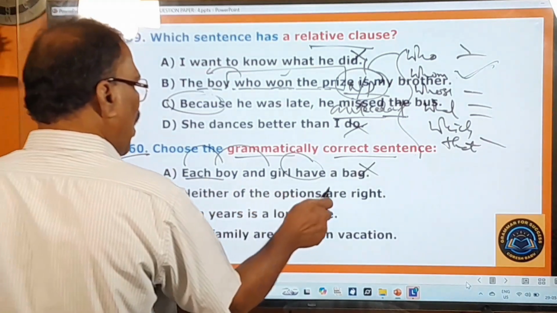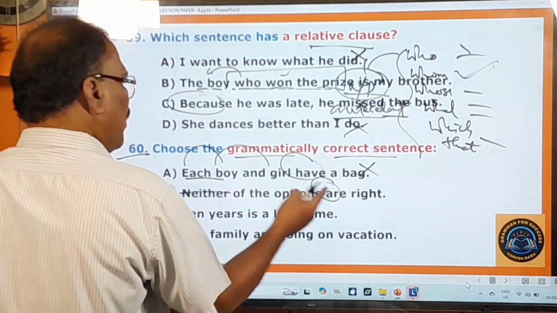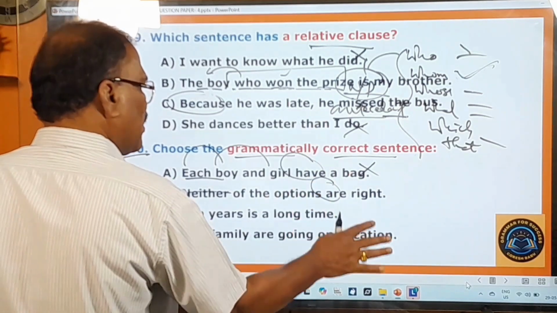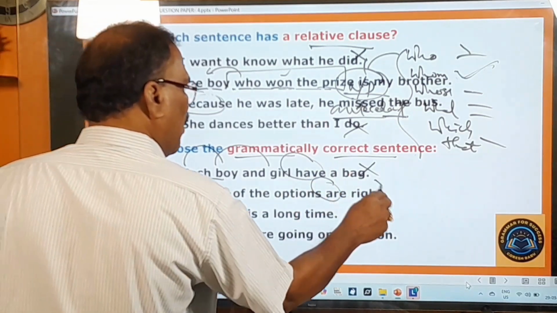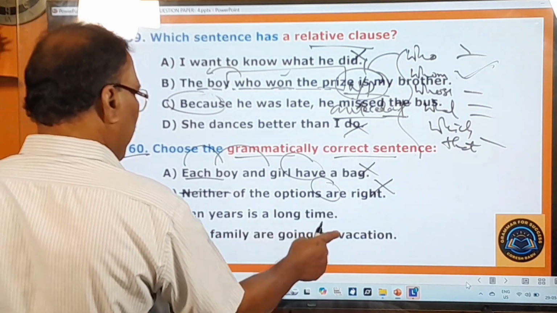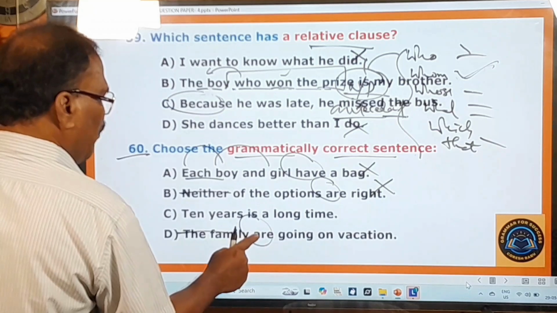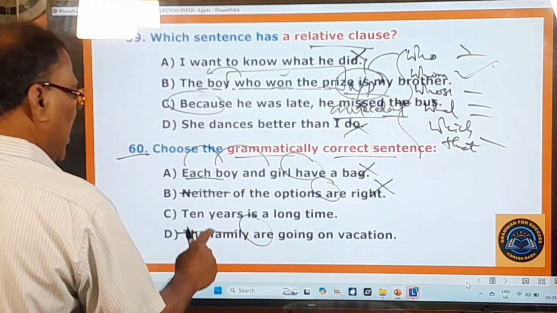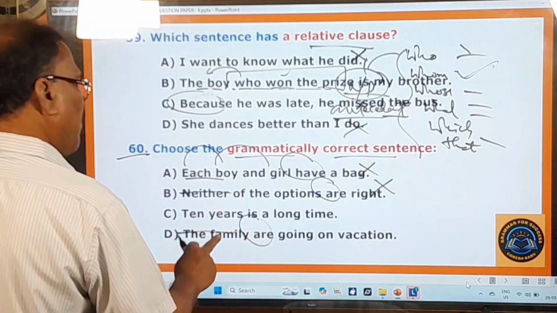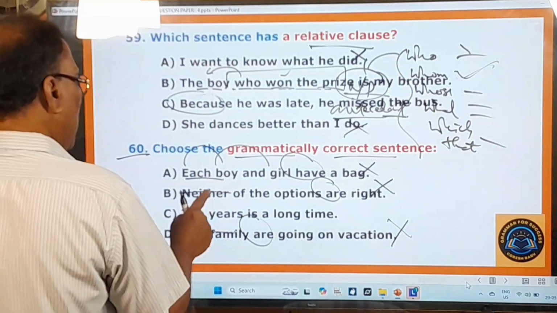Neither of the options are. So here after neither of or either of, the helping verb must be only in the singular number, but here it is in the plural number, therefore it is wrong. The family are going on vacation. The family is a singular noun, but here a plural helping verb is used, and therefore you cannot say the family are, you have to say the family is going on vacation. Therefore this is wrong. And here you look at the C sentence.